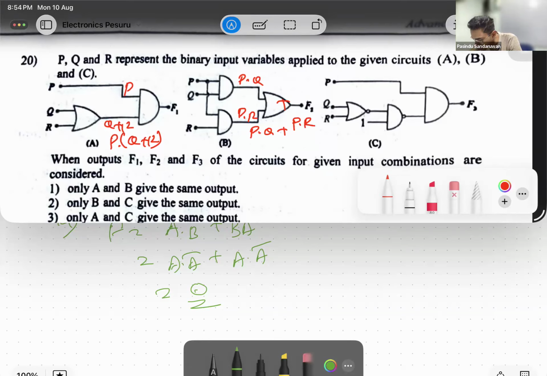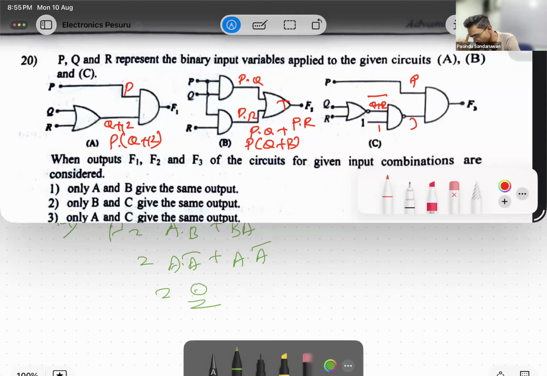P dot R. Now you can clearly see P is common, then Q plus R. Right? Now the first two are correct. Check the third one also. Then this is P, and here this is Q plus R, Q plus R bar. This is 1.